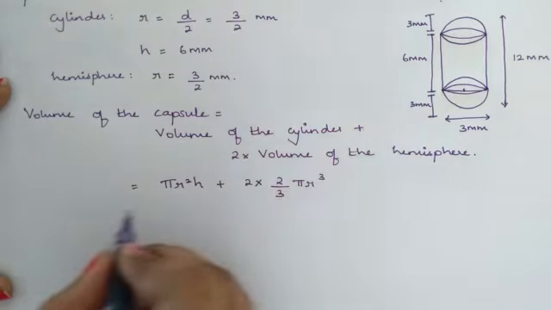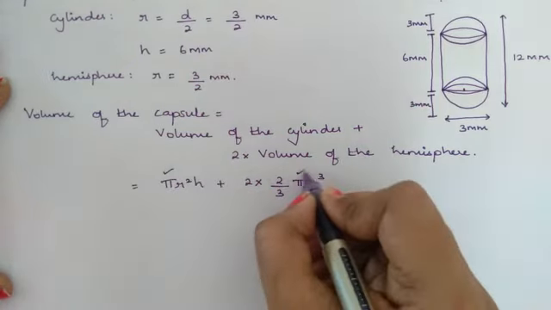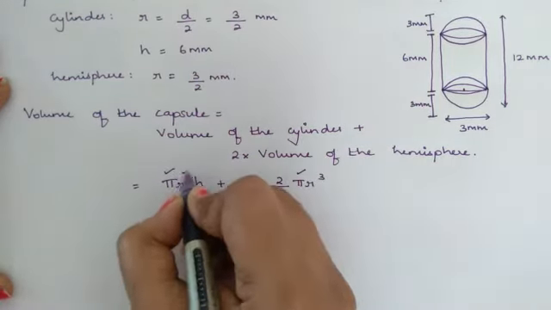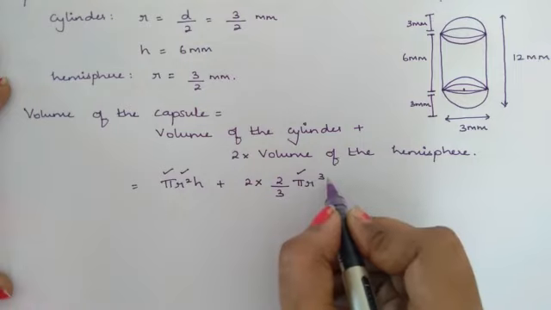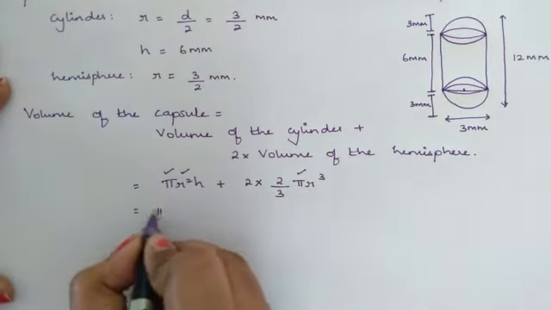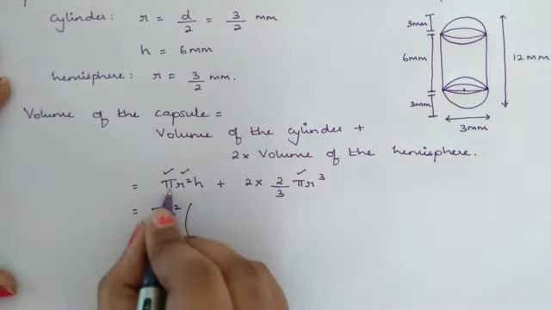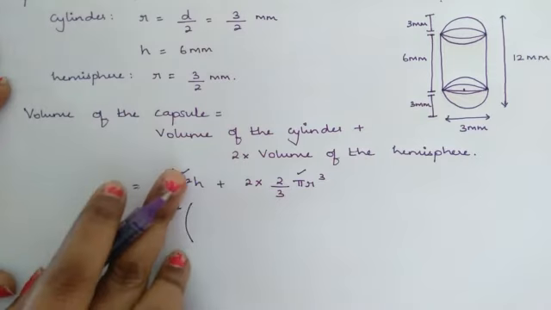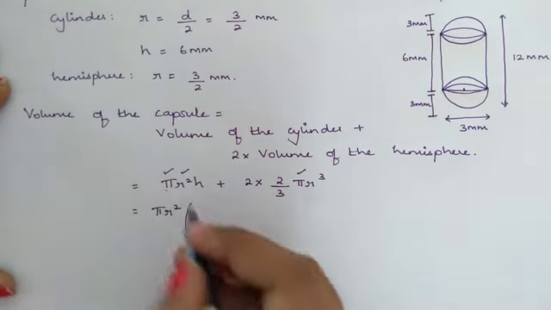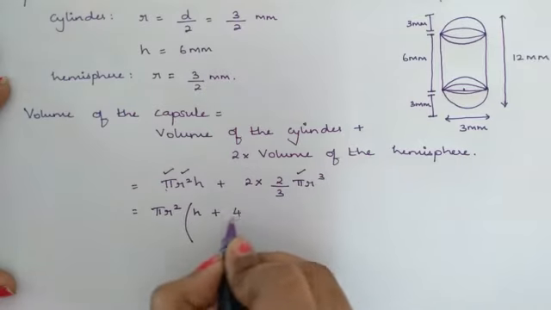Okay, now let's try to take the common terms outside so that it will be easy for calculation. Pi is common, let's remove it out. R square is common, here we are having r cube. So let's take r square outside. So pi r square, we are removing it out. So what's pending in this term if we are going to remove pi r square? H is pending. Let's have h plus 2 into 2, 4, 4 by 3.